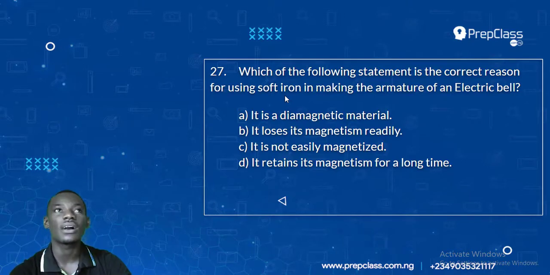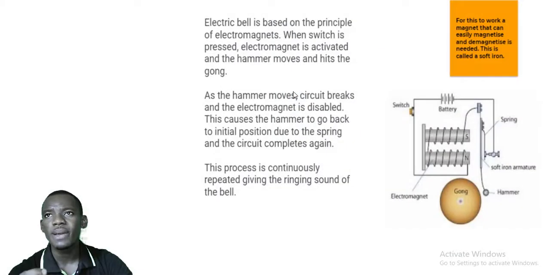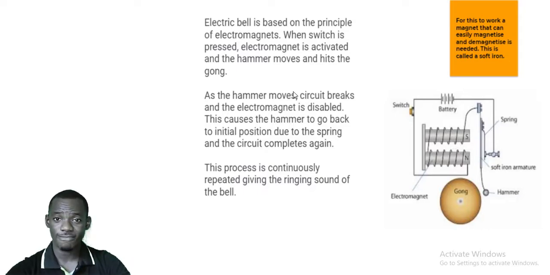Now let's break it down. What is soft iron? Soft iron simply means something that doesn't have strong magnetic power, or that can easily gain or lose its magnetism. It's called soft iron. Soft iron is a weak magnet kind of, but it's a magnet that can easily be magnetized and demagnetized. Now let me read from here.